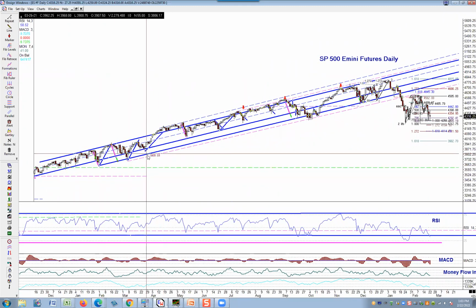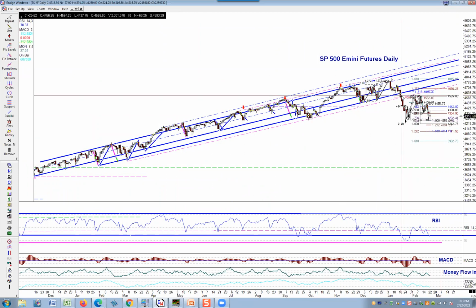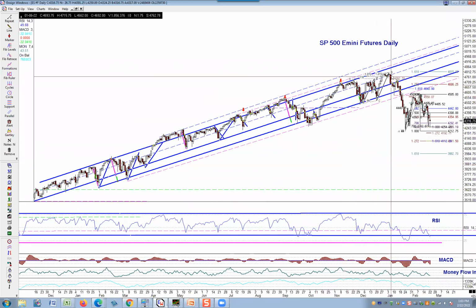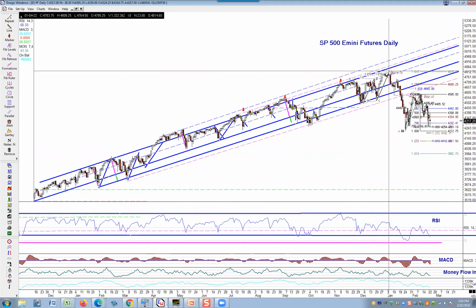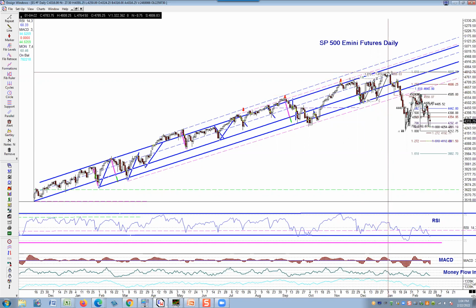As you can see, this is an upward parallel channel. And we've broken these trend lines to the bottom. Let me just walk you through a little bit of the history of it here. Up here, this is where our highs were back in early January. And this pattern right here really nailed the highs. This is called a butterfly sell pattern.